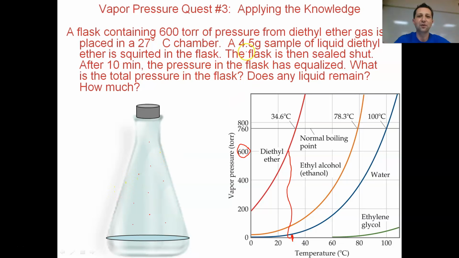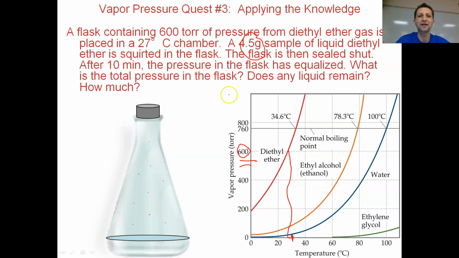So if I add 4.5 grams of diethyl ether into this, what is the total pressure in the flask? Well, guess what? It's still 600 torr, okay? Because I'm already saturated before I added anything to this. Okay, does any liquid remain? Yeah, the 4.5 grams of liquid will remain on top of whatever liquid was in there. It doesn't tell me. So maybe I had liquid in there, or maybe it was perfectly at that saturation point where there was no liquid there to begin with, and we were at 600 torr. Either way, I know I was saturated, okay? So this is a really easy question if you understand what it's asking.